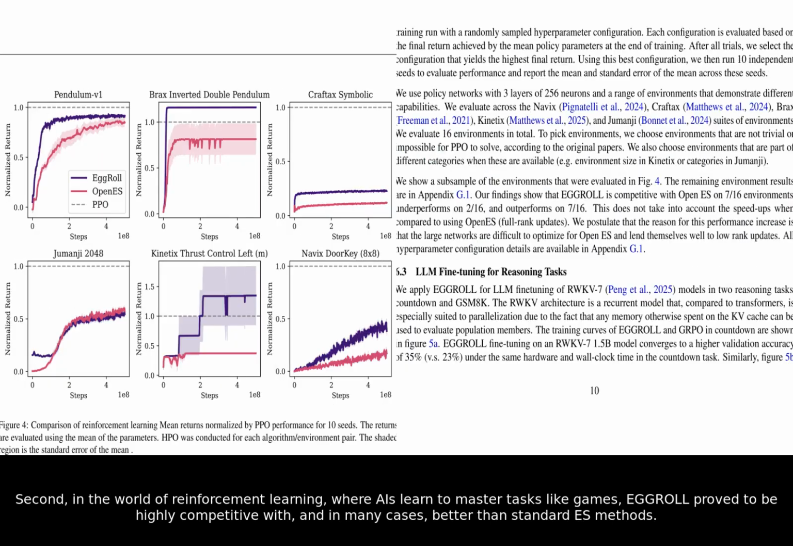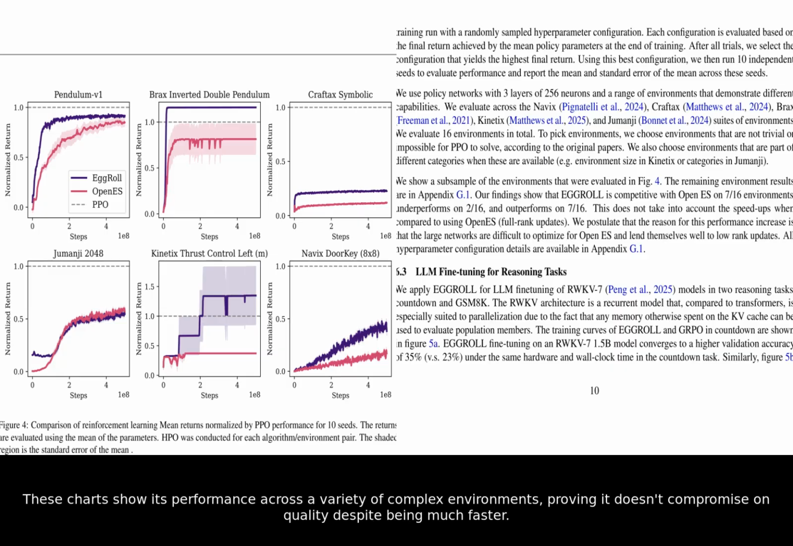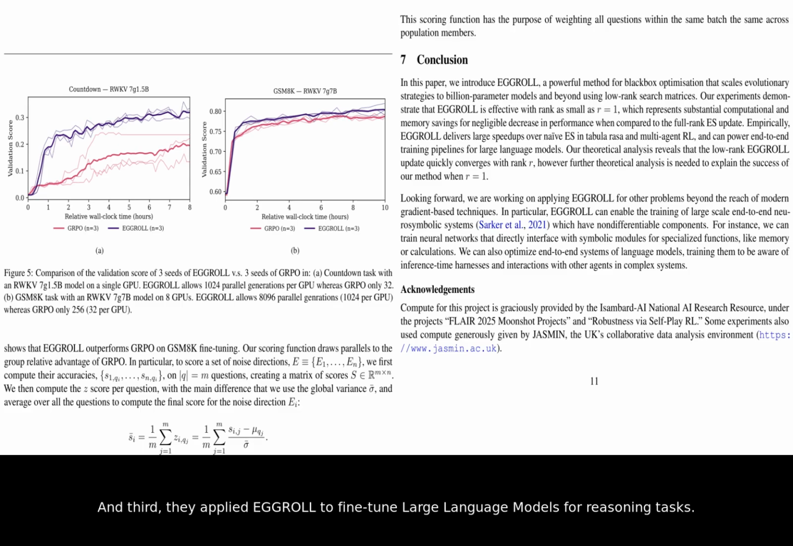Second, in the world of reinforcement learning, where AIs learn to master tasks like games, EGGROLL proved to be highly competitive with, and in many cases, better than standard ES methods. These charts show its performance across a variety of complex environments, proving it doesn't compromise on quality despite being much faster. And third, they applied EGGROLL to fine-tune large language models for reasoning tasks.